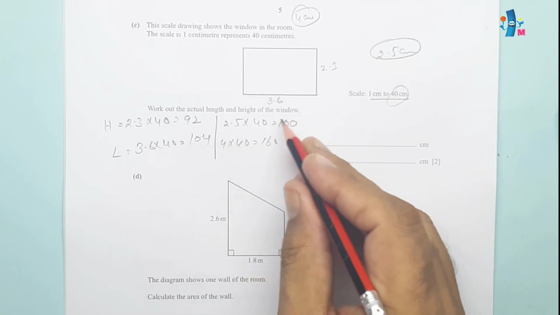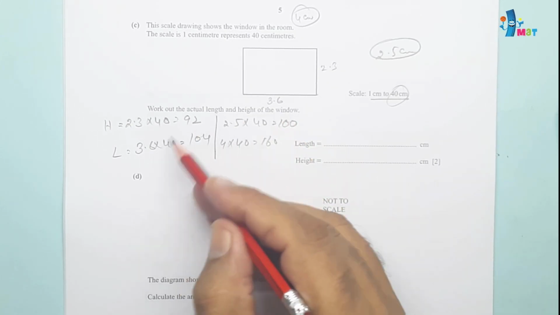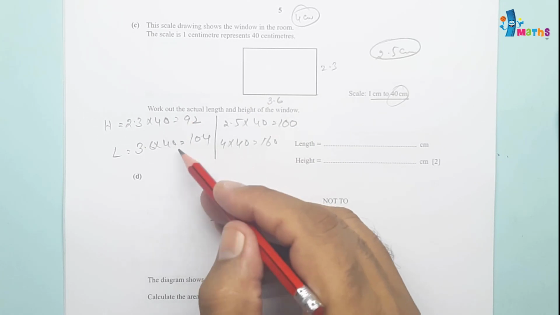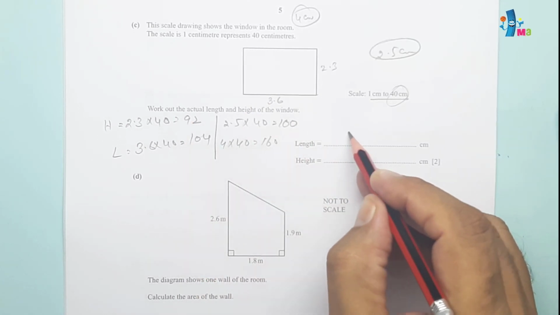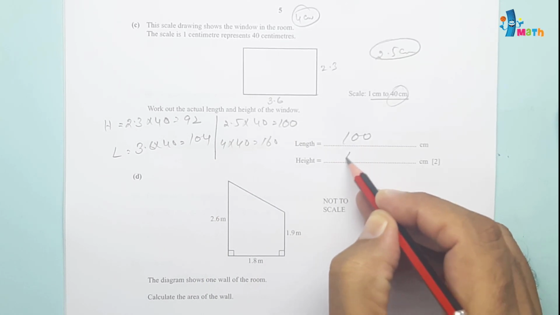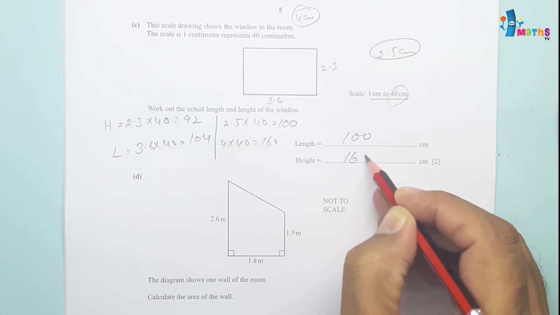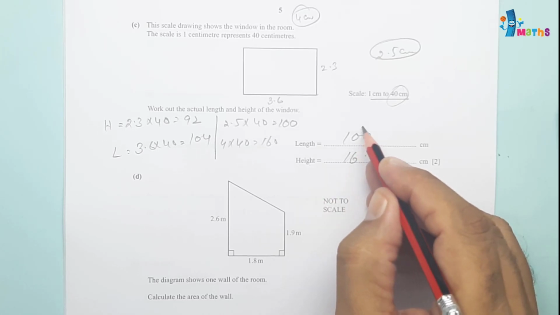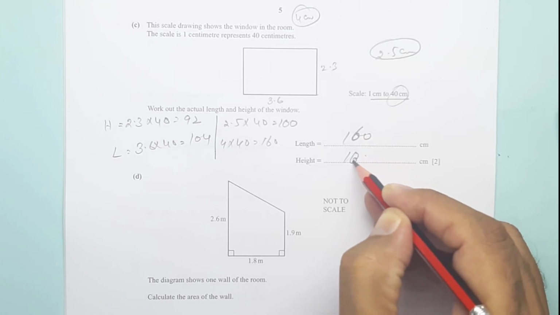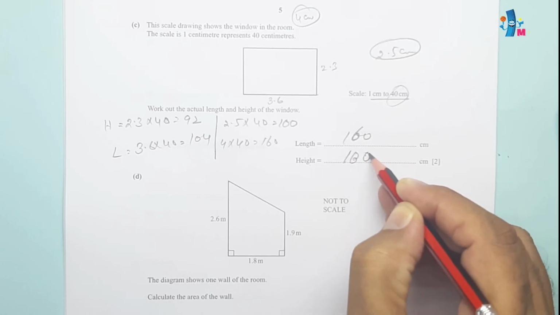So these are the marking scheme answers, and this is the paper which I have done. This is the working for that one. So I will write here marking scheme answer so that you will not be confused. And this is basically height and this is length. So this one is 160 and this is 100.